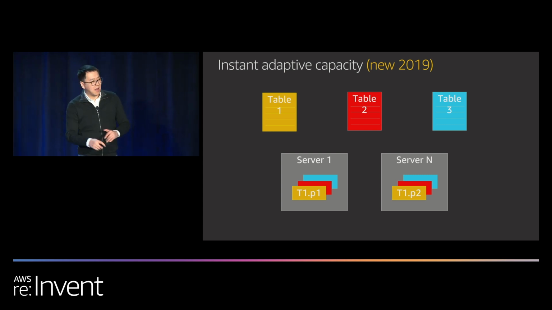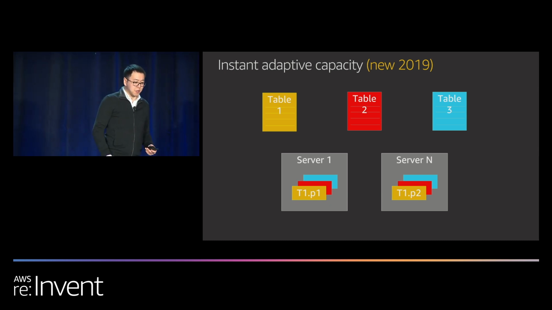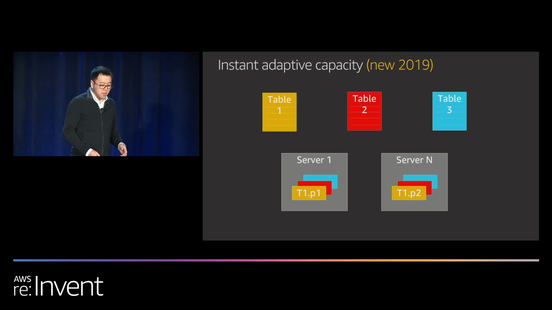So how does this instantaneous adaptive capacity technology actually work? Well, recall this previous slide here. So we've got these tables. They're distributed across several partitions.